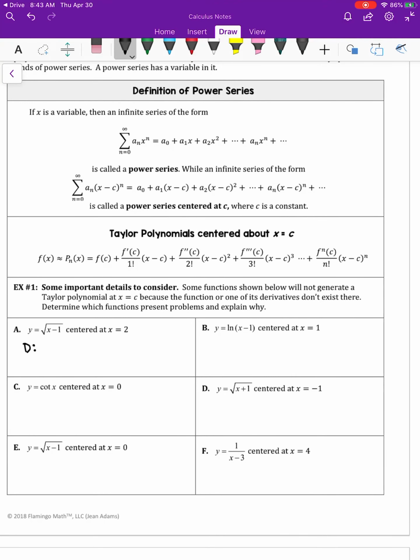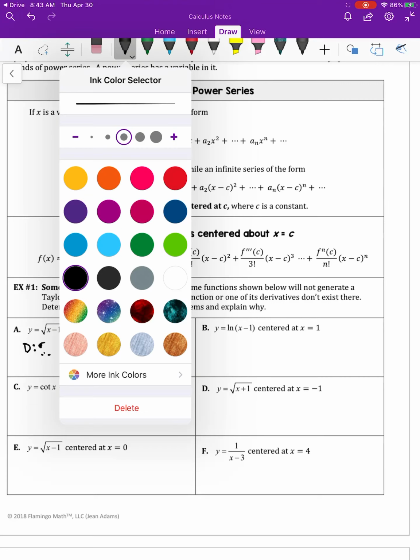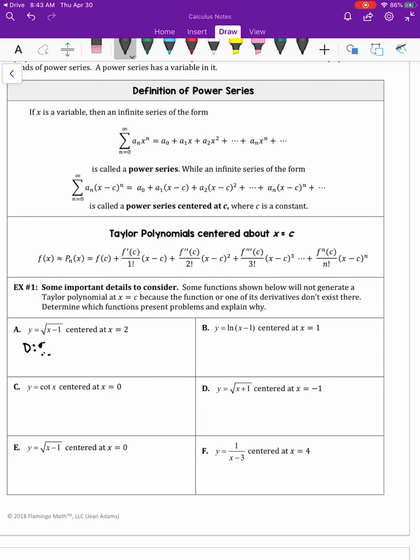So let's first look at our domain for y equals the square root of x minus 1. And I think everyone knows that this is going to be bracket 1 from 1 to infinity. And so 2 is inside that. So we should have no problem at all centering a Taylor polynomial at 2 for that function, okay?